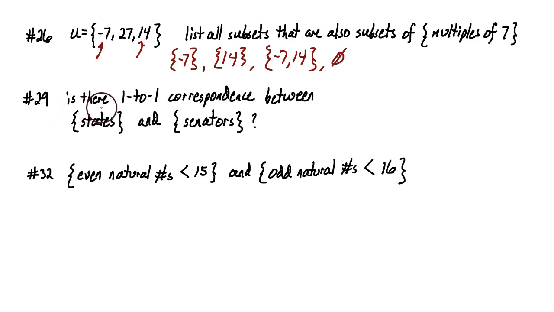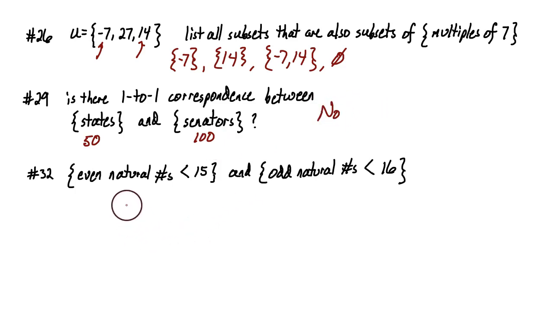Number 29, is there one-to-one correspondence between the set containing the states in the United States and the set containing the senators of those states? Well, there are 50 elements in this set. This set has 100 elements because there are 100 U.S. senators. Every state gets to send 2 senators to Washington, D.C. Because they don't have the same number of elements, the answer to this question is no.